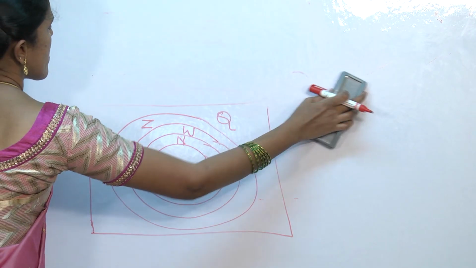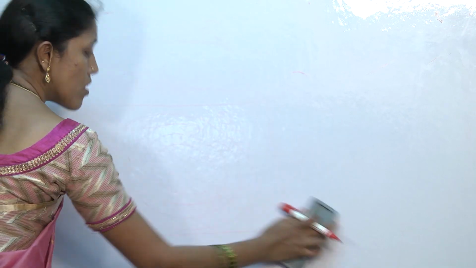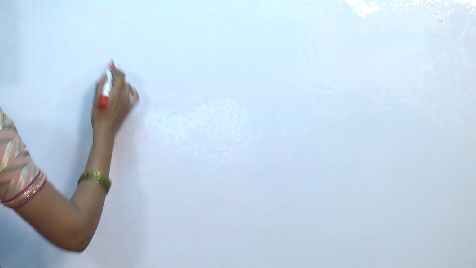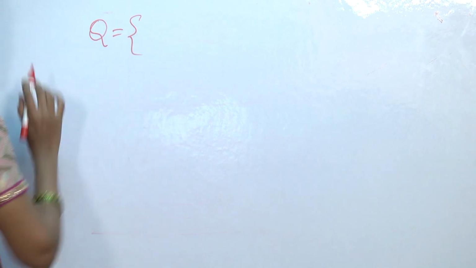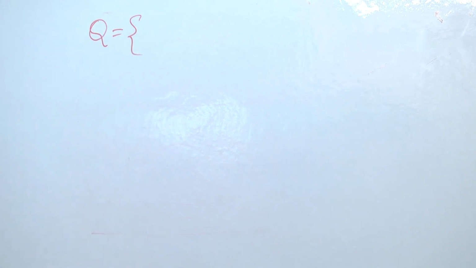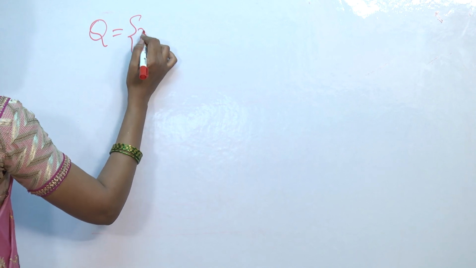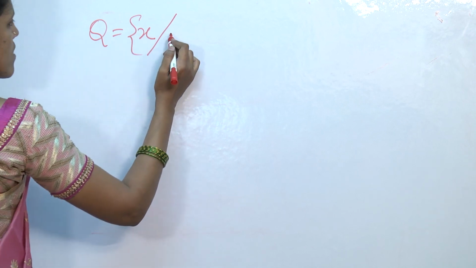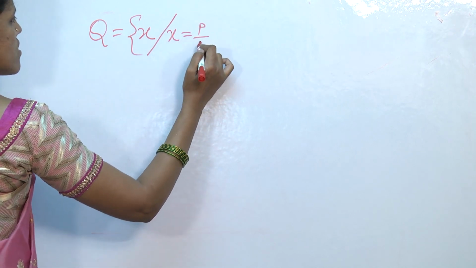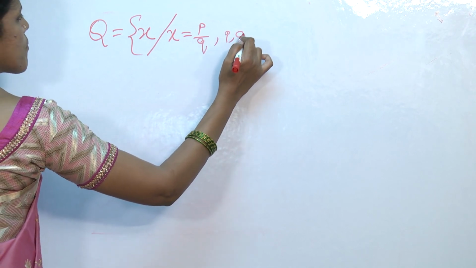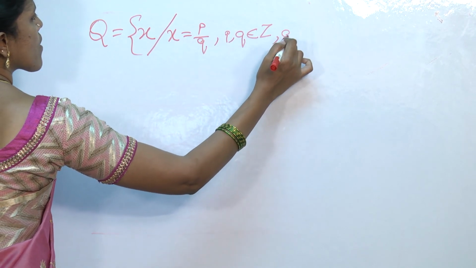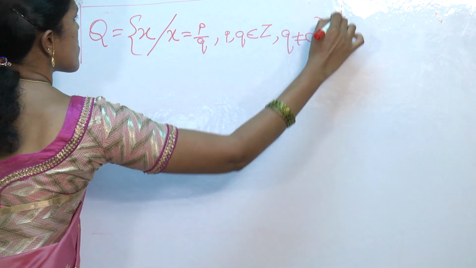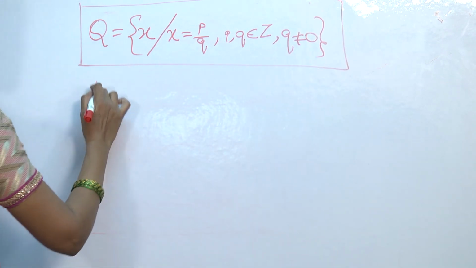So how do you represent the set of rational numbers using roster form or set builder form? Can we represent each and every rational number? No. So what is the procedure to represent rational numbers? We have a set builder form, which gives you the condition: Q, or rational numbers, is equal to {x such that x is in the form of a fraction P by Q, where both P and Q belong to Z and Q is never equal to 0}. This is a set representation form of rational numbers.